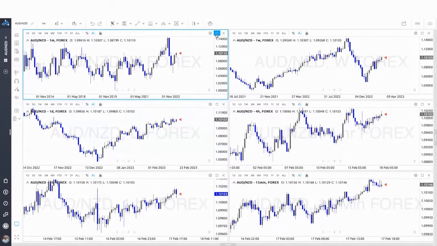Now, you have to do the work here, but we want to help you take the steps, get you the right information to be able to take those steps toward becoming a consistently profitable trader.